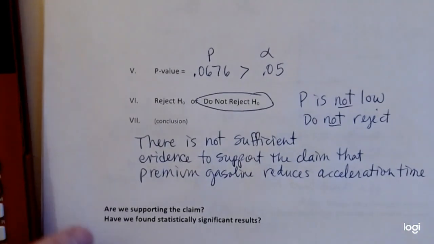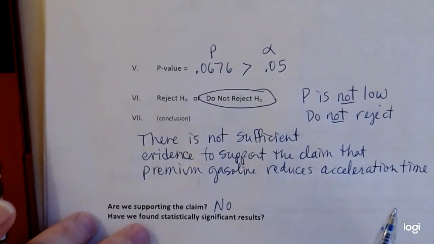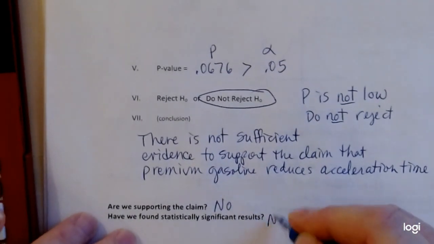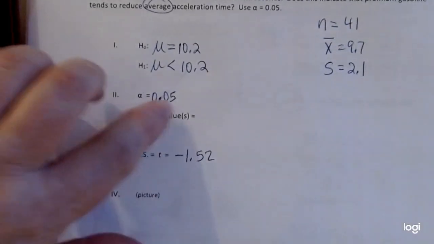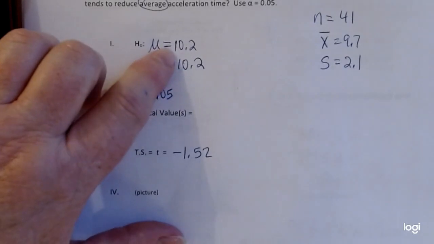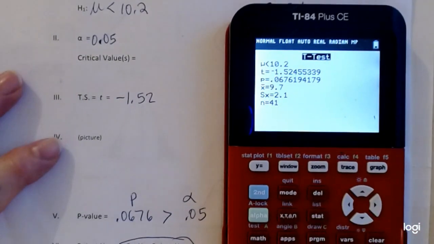So are we supporting the claim? No. And have we found statistically significant results? No. Remember, everything is looking at the status quo. We have to see if the evidence supports something different than that. Otherwise, we stick with this. So we'll go back to the picture, and that will be the end of this section.